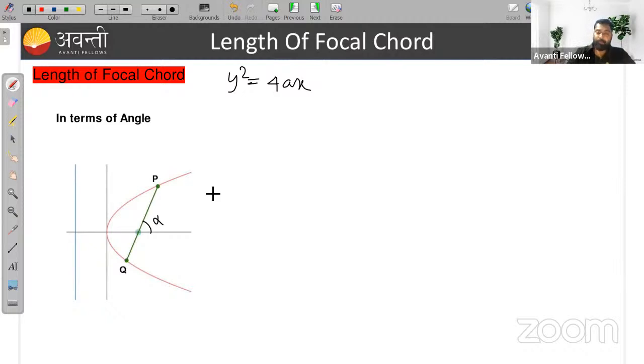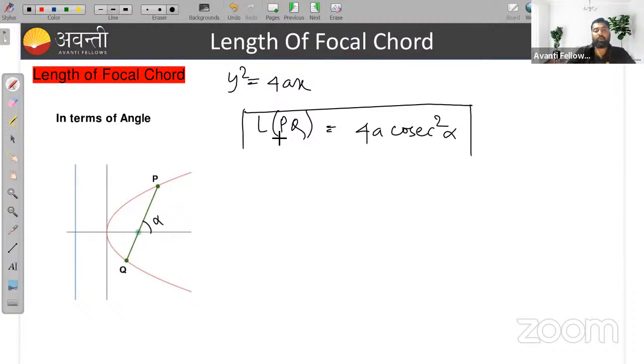So in terms of angle, when you have the angle made by PQ with the positive x-axis, suppose it is alpha, then the length of PQ you can find is 4a cosec square alpha. Remember, 4a cosec square alpha. This is the formula to find the length of the focal chord when the angle is given, the angle made by the focal chord with the positive x-axis. Clear? Remember this formula.